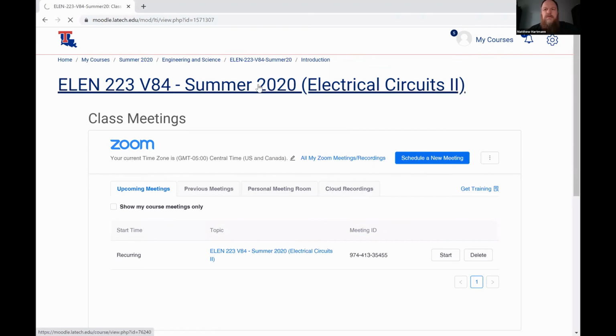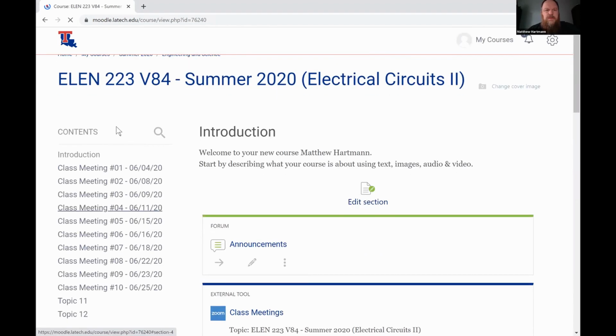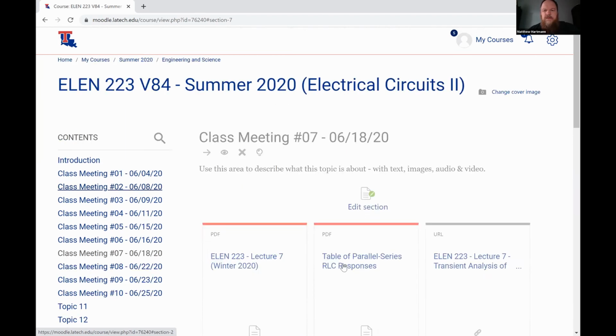So today we're going to be talking about the transient analysis of parallel RLC circuits, I believe. So I put on Moodle a kind of printout thing. Let me see if I can pull it up real quick. Let's see, share screen. Class meeting 7. This table of parallel and series RLC responses.